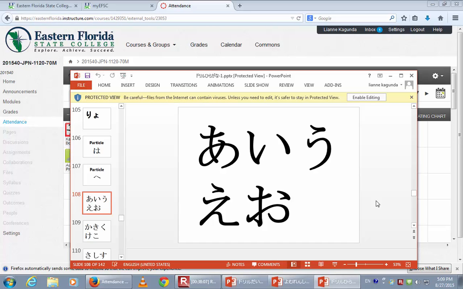行ってきます. So if your host mom says 行ってらっしゃい as you're leaving for school, you say 行ってきます, which is literally I'll go and come back. Okay. 19. Yep, 19. Right.